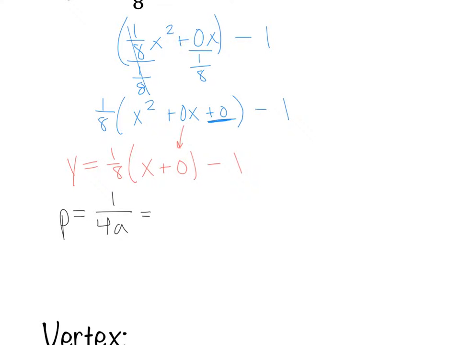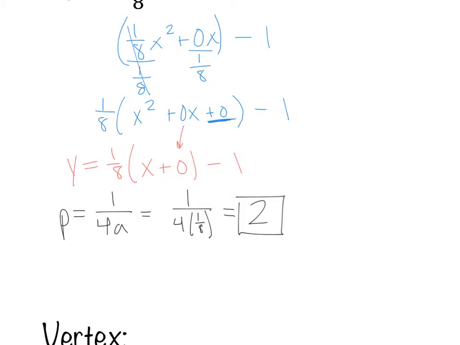So what this looks like is 1/4 times 1/8. Now with a quick check of our calculator, 1/4 times 1/8, you just do 4 times 1/8, which you get 0.5, and then 1 divided by 0.5 is 2. So the p-value is 2. Almost there. Step 3 is to now graph your vertex, your focus, and your directrix.